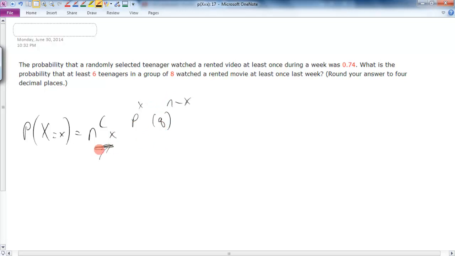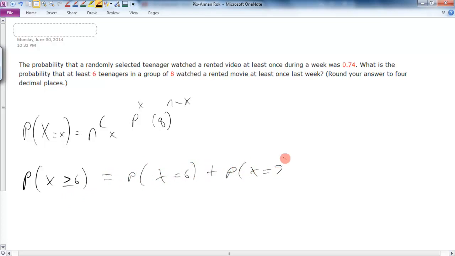So in this problem, the problem is asking you to find the probability that x is greater than or equal to 6. So what's the probability that we're going to have 6 successes? Well, we have to remember that's the same thing as finding the probability of x equaling 6 plus the probability of x equaling 7 plus... Now the good news, this only goes up to 8. It's just the probability of x equaling 8. So we have to do 3 of these.